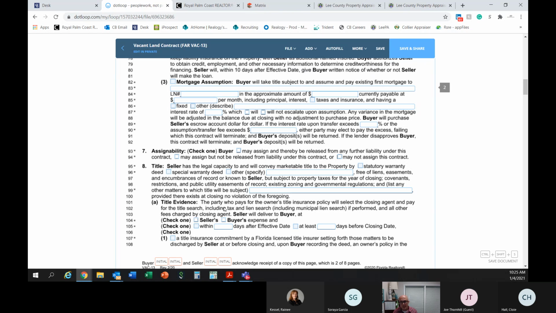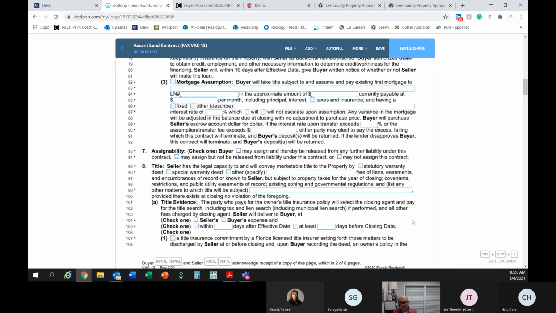Okay. Title evidence. The party who pays for the owner's title insurance policy will select the closing agent and pay for the title search, including tax and lien search, including municipal lien search if performed, and all other fees charged by closing agent. Seller will deliver to buyer at seller or buyer's expense. All right. So who's paying? In Lee County, it's typical for seller to pick and pay. In Collier County, it's typical for buyer to pick and pay. Okay.